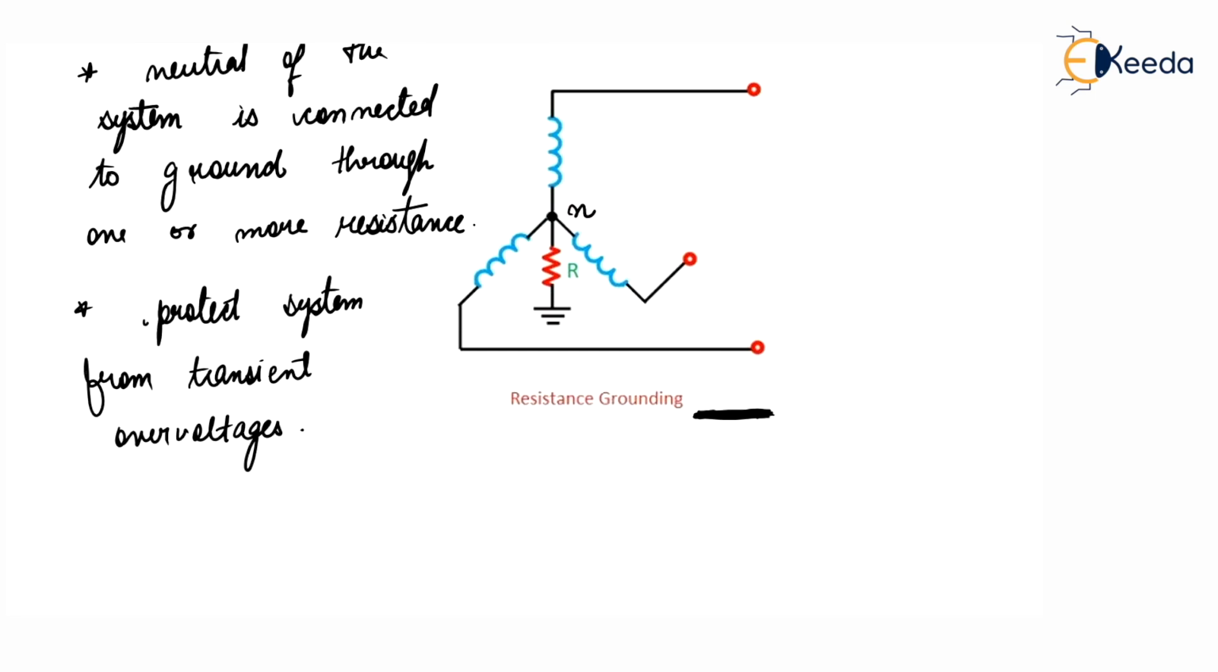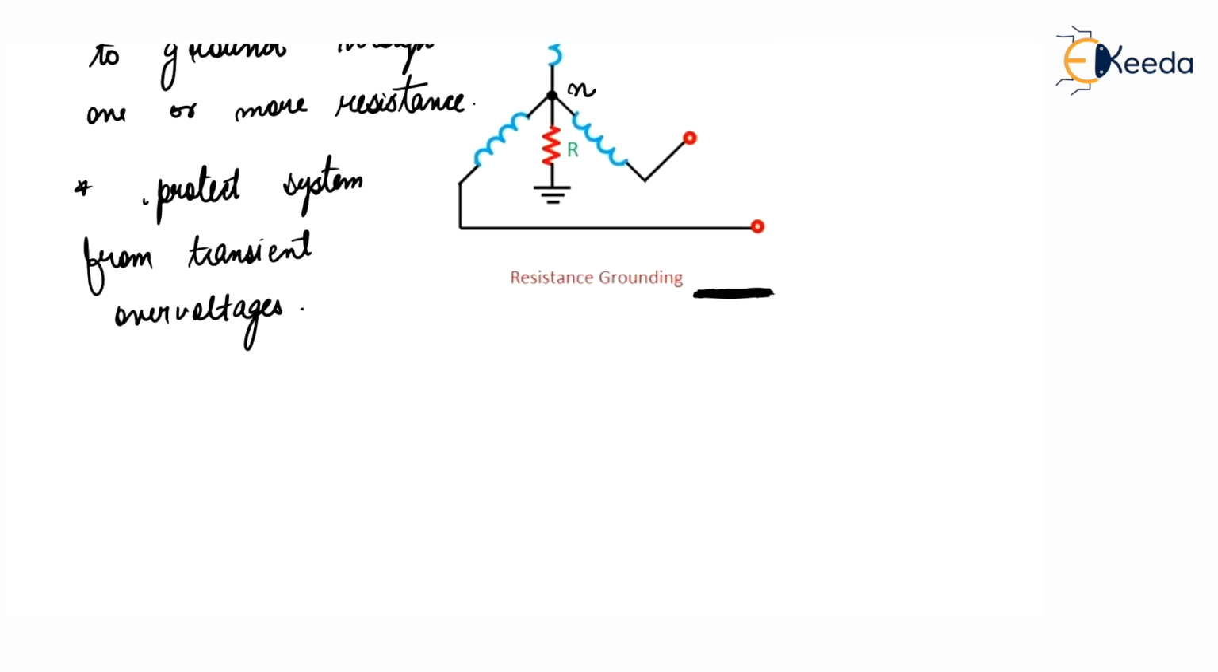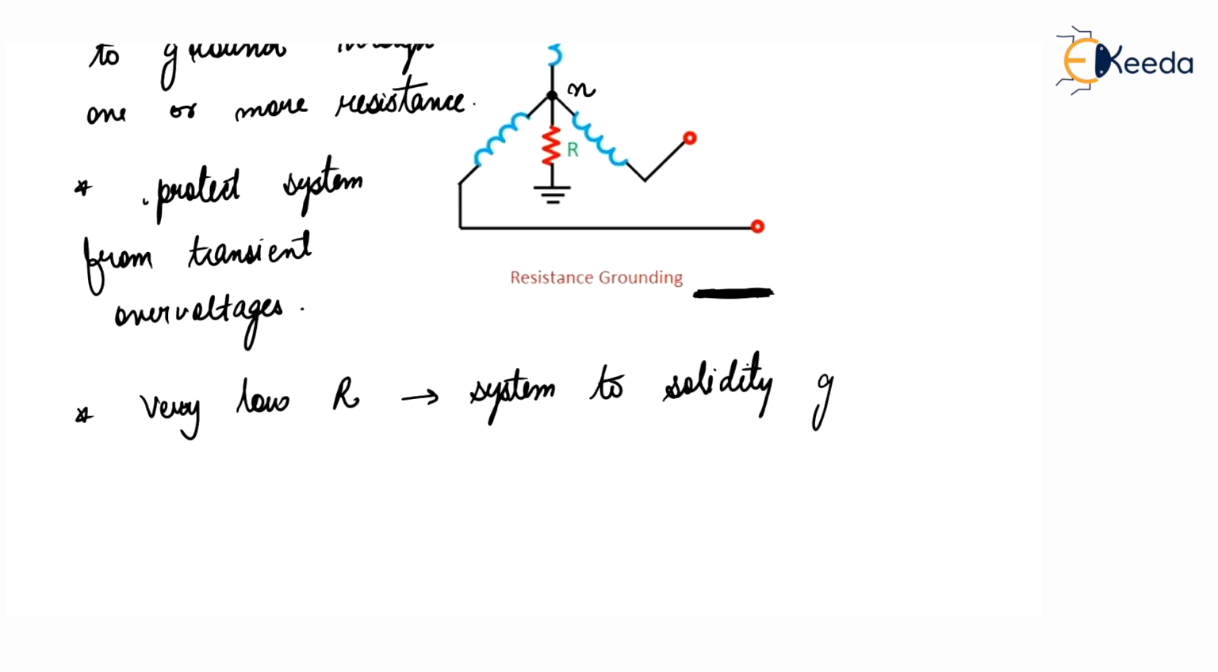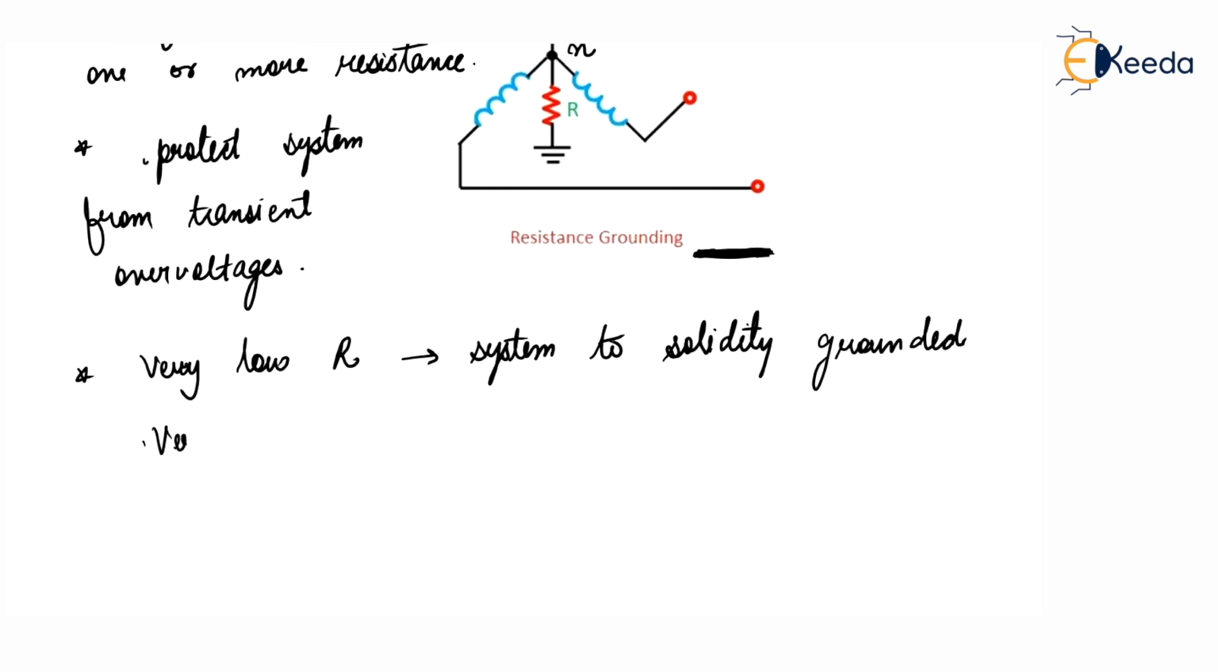and the value of resistance used in the neutral grounding system, as shown in this figure, should not be very high nor very low, because very low resistance makes the system too solidly grounded and very high resistance makes the system ungrounded. So the value of resistance is chosen such that the ground fault current is limited.